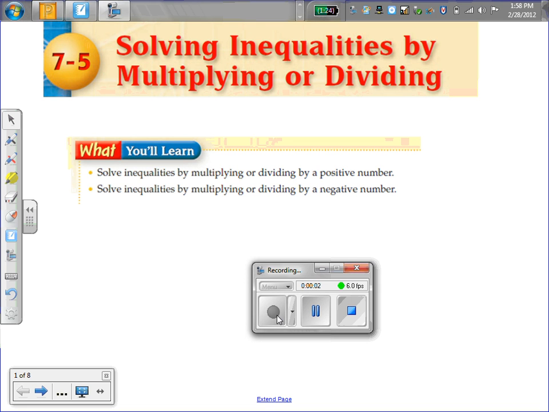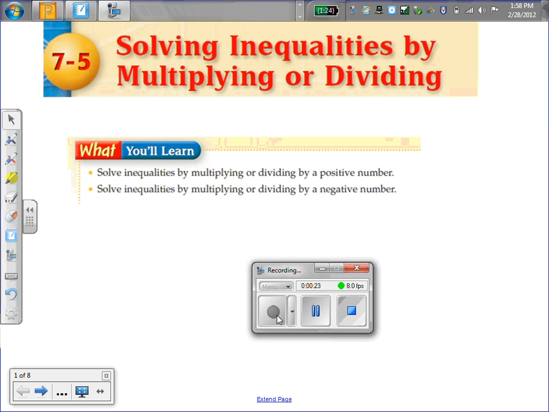Solving inequalities by multiplying or dividing. This is section 7-5. In 7-4, you talked about solving inequalities by either addition or subtraction, and you saw that that was pretty much the same as how we did equations. Multiplying and dividing is slightly more complicated.